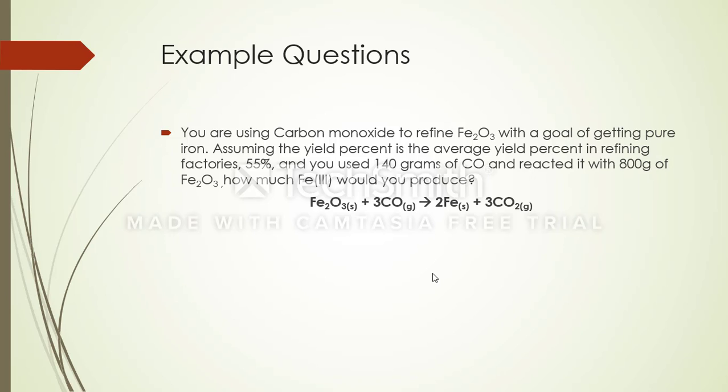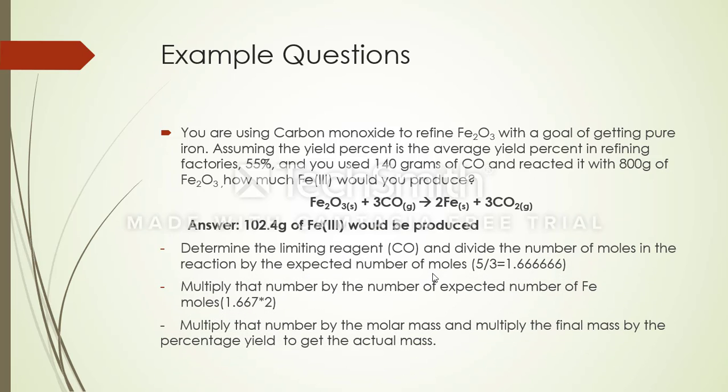You're using the carbon monoxide to refine iron oxide with the goal of getting pure iron. Assuming the yield percent is an average yield percent in refining factories, 55%, and you used 140 grams of carbon monoxide reacted with 800 grams of iron 3 oxide, how much iron 3 would you produce? The answer is 102.4 grams would be produced.